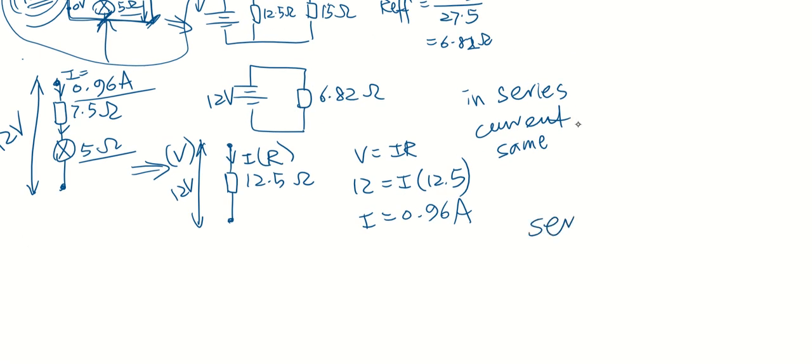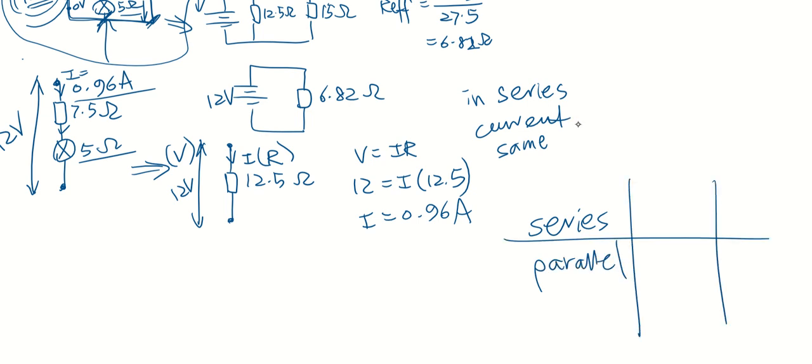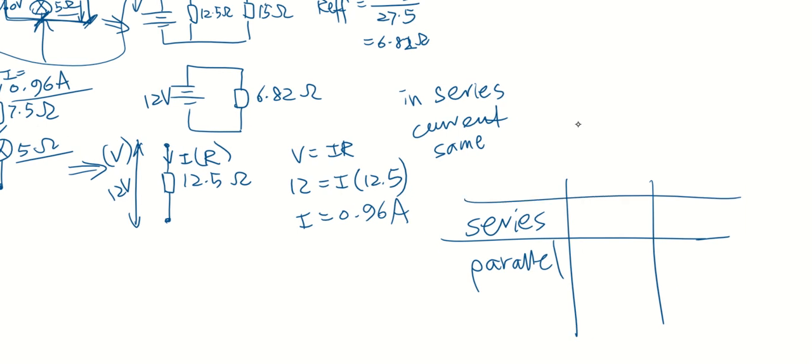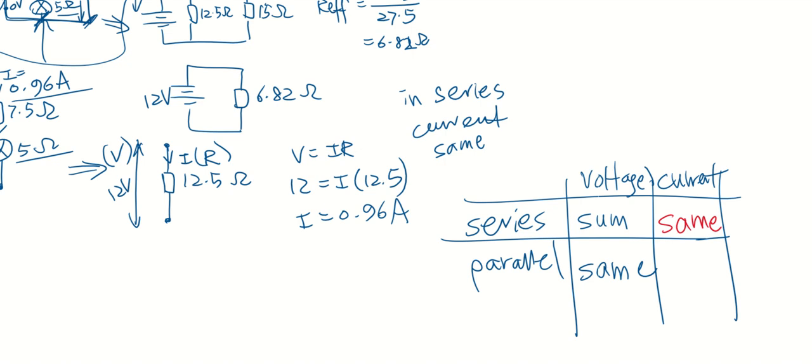If you know series and parallel, they are different kinds of connection, and you need to know this relationship. Voltage in series is sum. Current in series is same, because in series there's only one path, so the current must be the same throughout. Therefore, the voltage in parallel must be same, as I already explained, and the current in parallel must be sum.